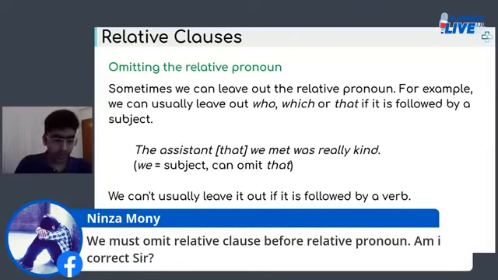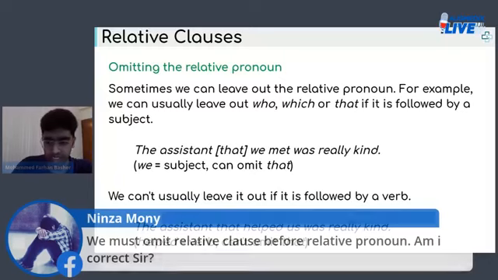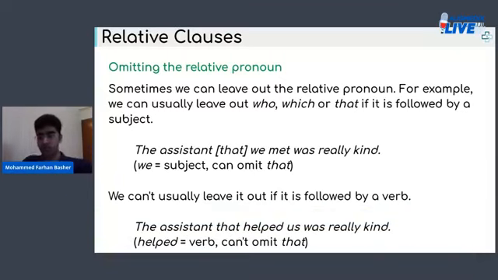Here we have a query, or someone asking for clarification. It says, we must omit relative clause before relative pronoun. Am I correct? So no, you are not, because we're not omitting a relative clause before a relative pronoun. We are just omitting a relative pronoun if and only if that relative pronoun is followed by a subject. Like in the first example, the assistant that we met was really kind.